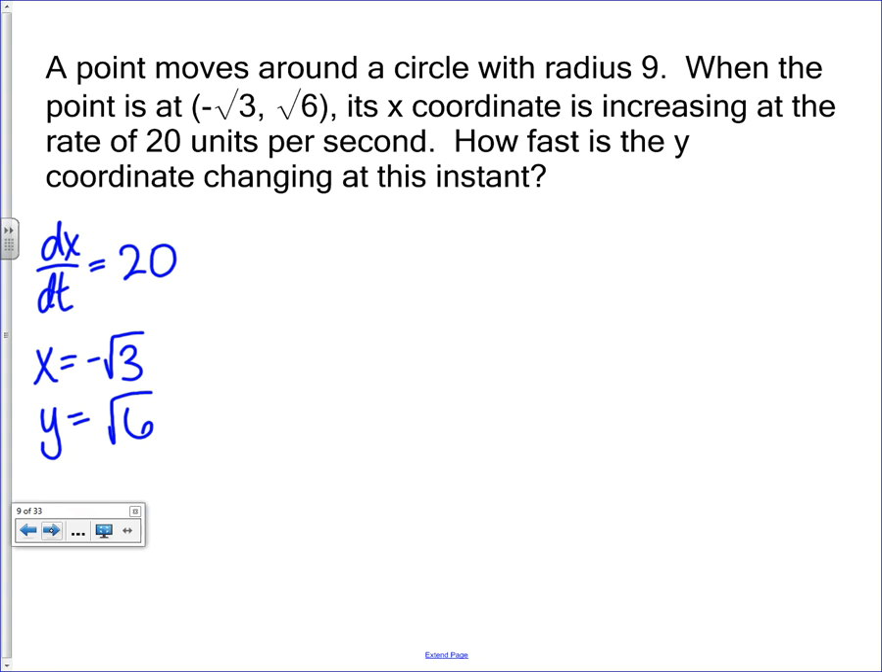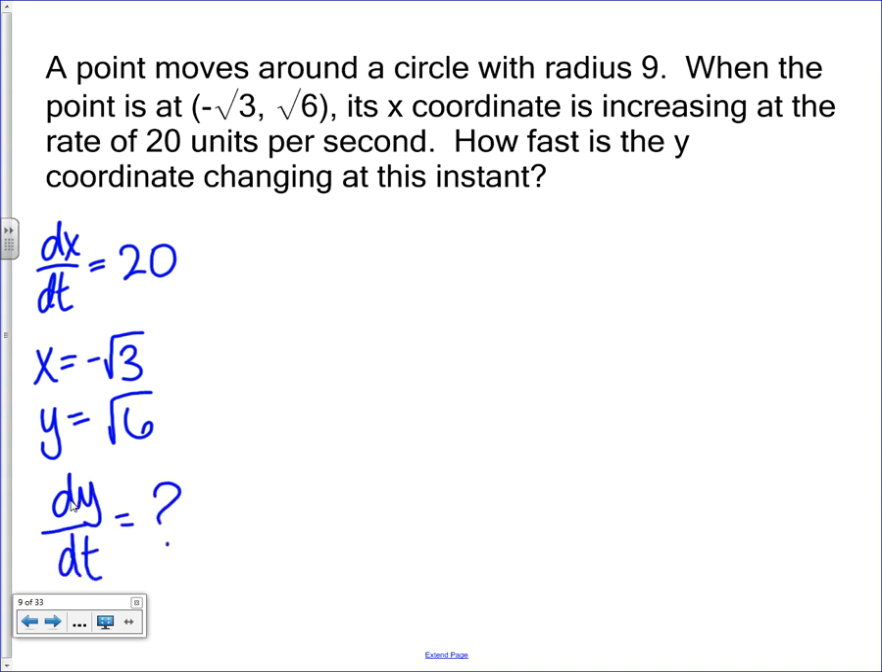It says how fast is the y-coordinate changing. So I am trying to find dy dt. I don't know it. The other thing that you need to be aware of is they tell me this is a circle with a radius of 9. So that is going to help me get my equation.